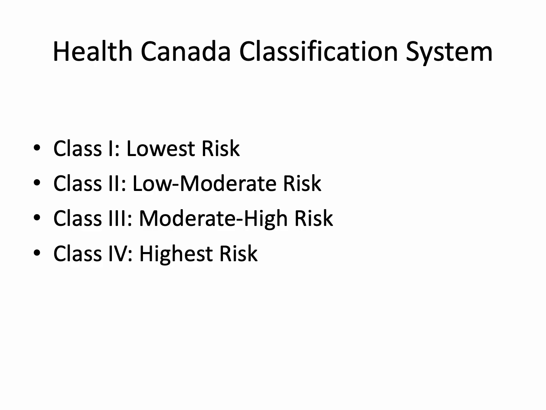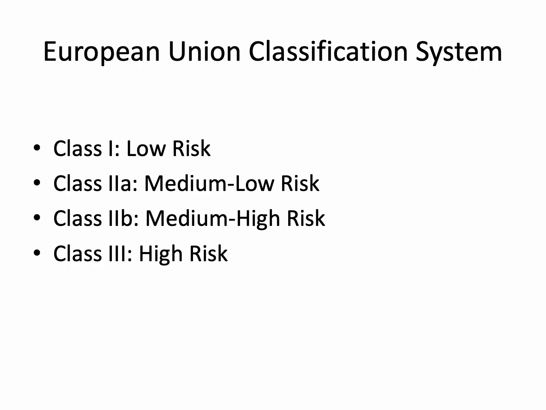approval in Canada. The EU Medical Device Regulation, MDR, classifies devices into four categories. Class 1 devices, like simple bandages and tongue depressors, are low risk and often self-certified, with some exceptions. Class IIA devices, including hearing aids and dental fillings, are medium-low risk and require notified body assessment of technical documentation.